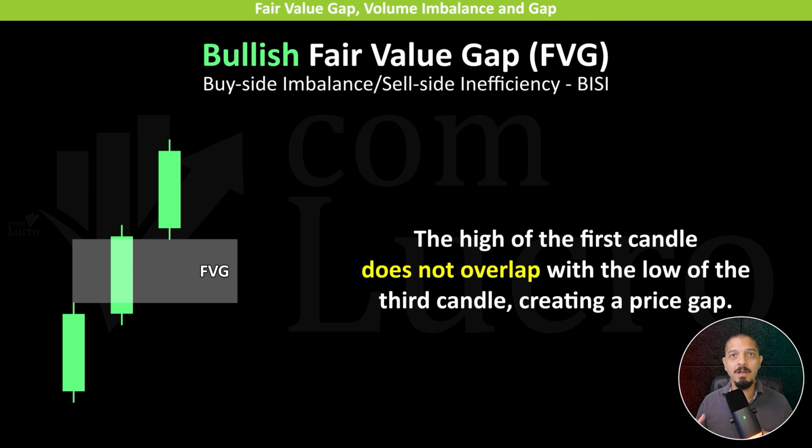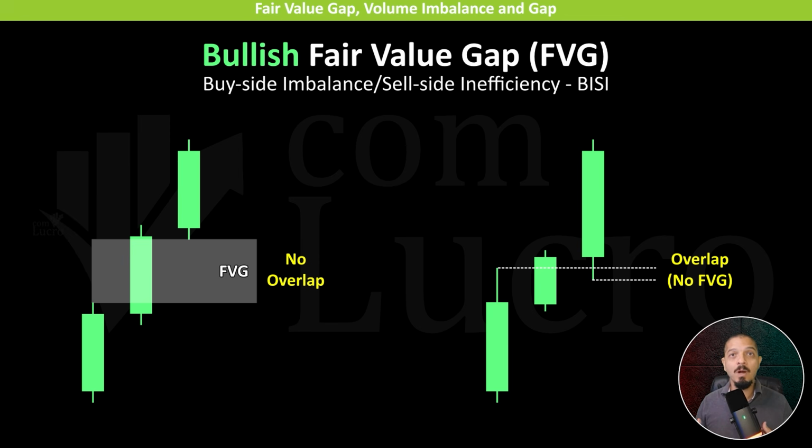A bullish fair value gap forms when the upper shadow of the first candle does not overlap with the lower shadow of the third candle, leaving a clear gap between the two. To make this clearer, let us compare two price movements, one where a fair value gap is present and one where it is not. On the left, there is no overlap between the upper shadow of the first candle and the lower shadow of the third candle, which creates a fair value gap. On the right, the upper shadow of the first candle overlaps with the lower shadow of the third candle.